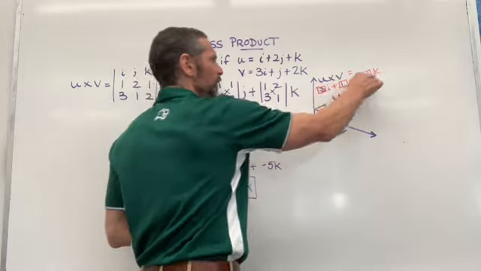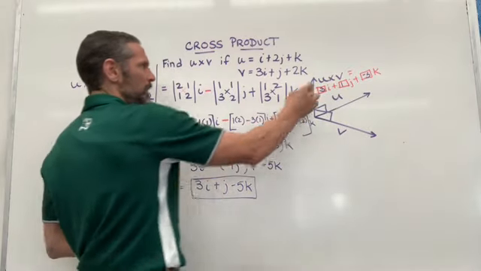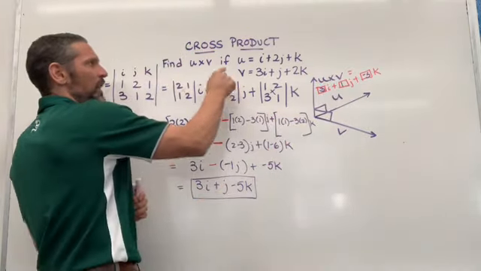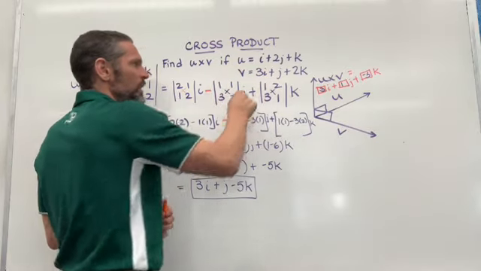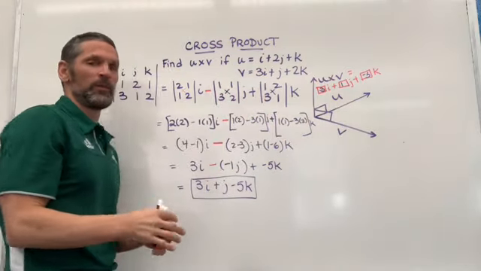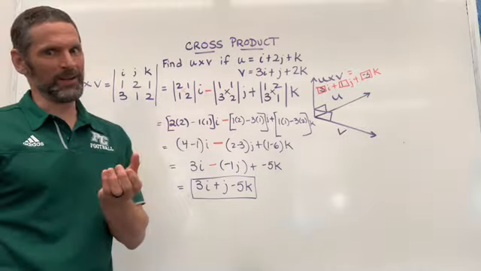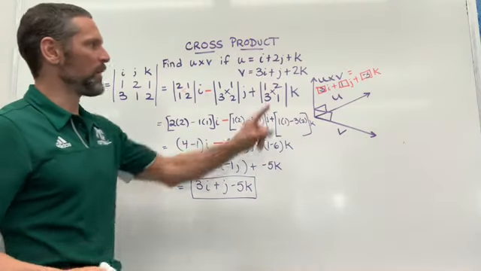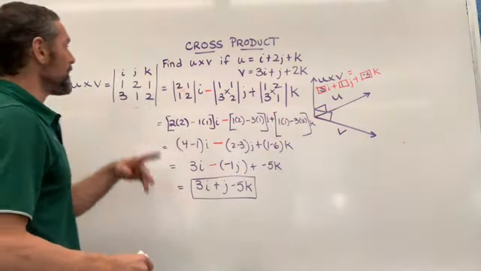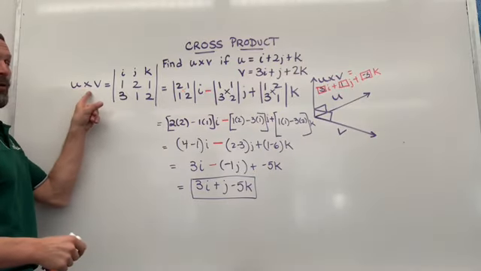Well, my resultant vector from the cross product, 3, 1, negative 5, if I dot it with my original v, take my new vector and dot it with v, I should get 0, and I do. So we're happy because we found a vector that's orthogonal to both. That is u cross v.